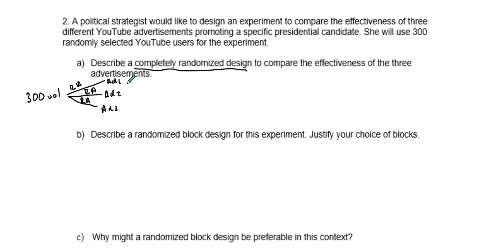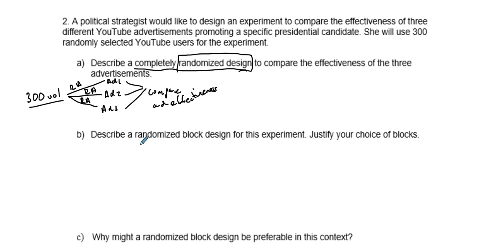From here, we would then compare ad effectiveness in the end. What is their like or dislike for the candidate, or whatever it may be. That would be a completely randomized design, because we're taking all 300 volunteers and randomly assigning them to the different treatments. It is important that we have random assignment.